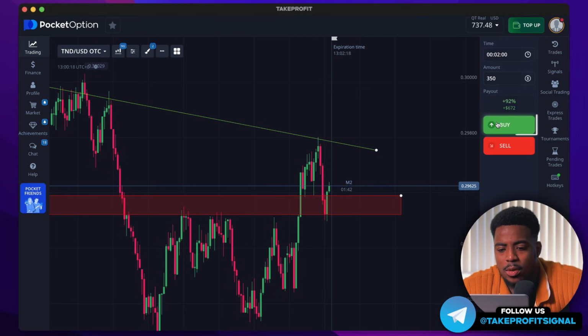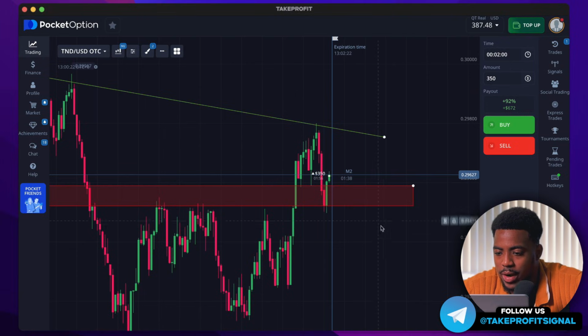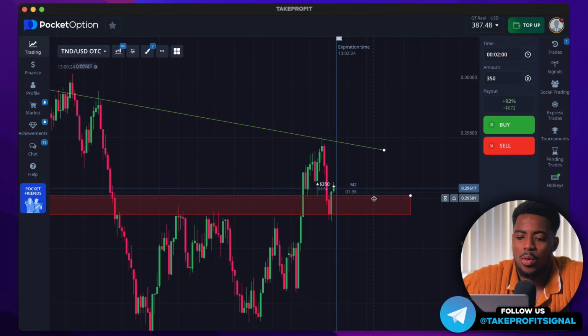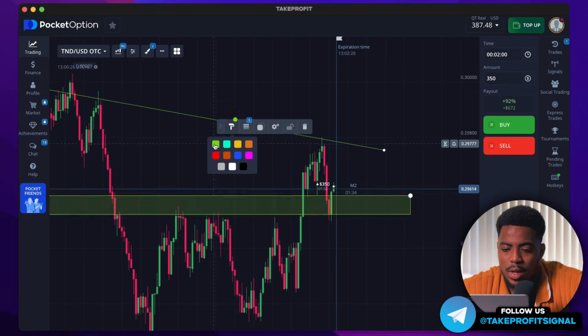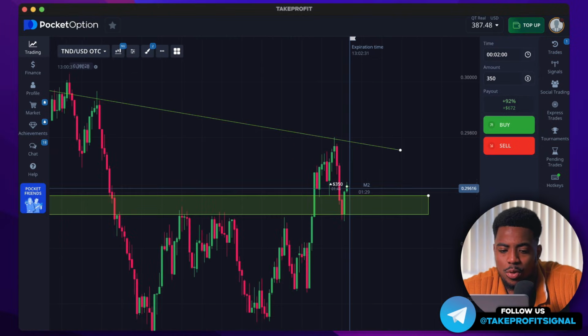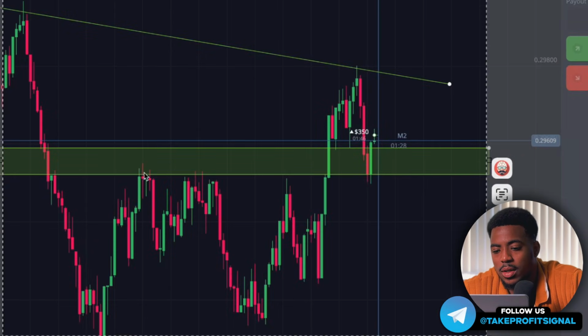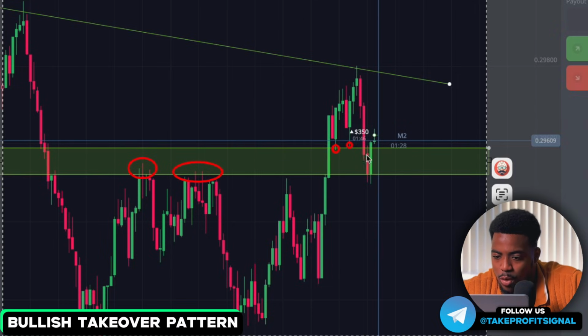So let's open a trade to the upside here before the market rises a lot. Look what we have. We have this zone. Let me mark it in green color because now this zone is a support for our chart. As you can see, this zone has worked quite successfully because here we had reversal movements, here we had reversals, and now we have a pattern which is called a bullish takeover.